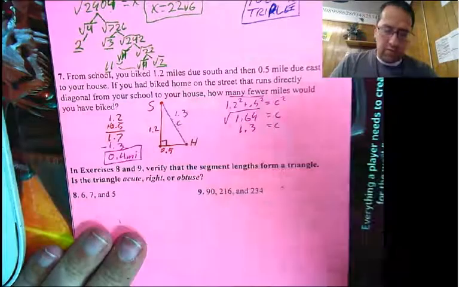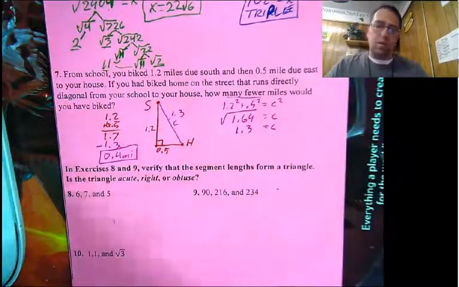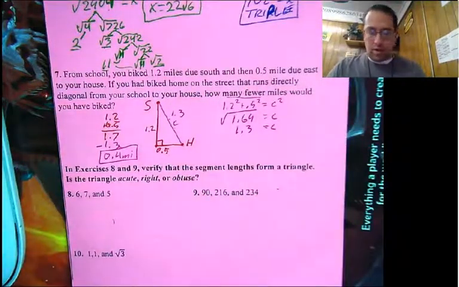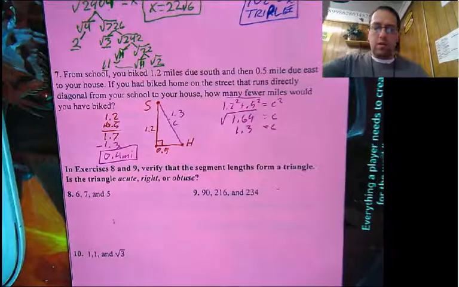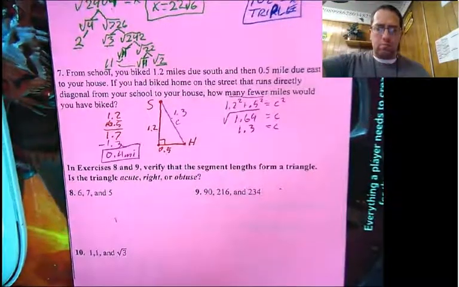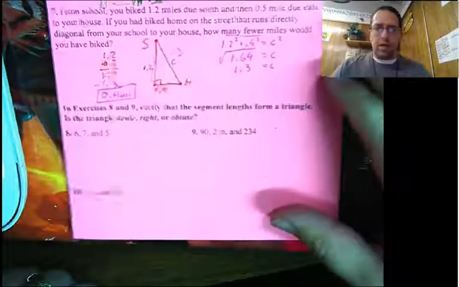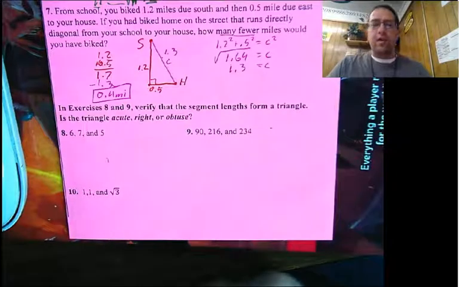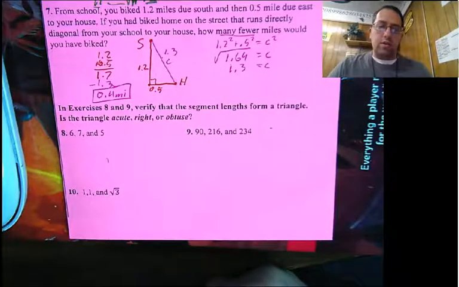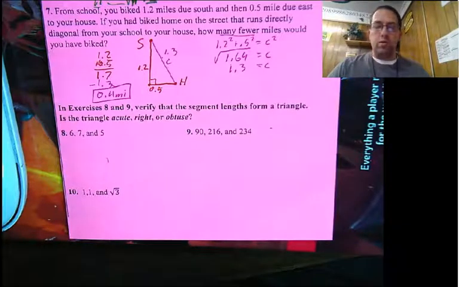So 0.4 fewer miles is what it would have saved you. Alright, let's take a look at 8, 9, and 10. I don't know why it says just 8 and 9. Anyways, for 8, 9, and 10, verify that the segment lengths form a triangle. Then, is the triangle acute, right, or obtuse?